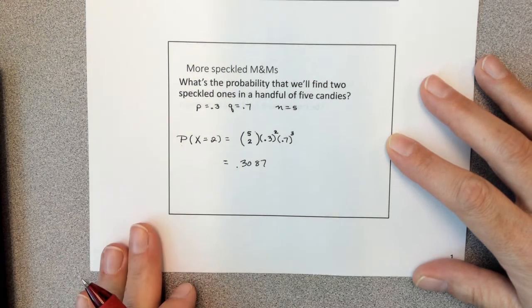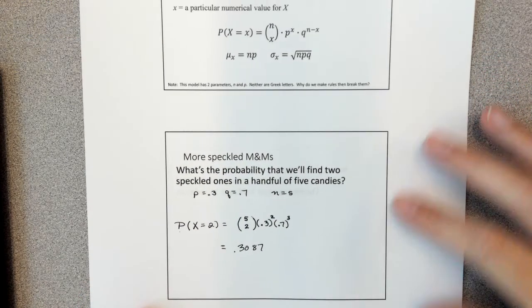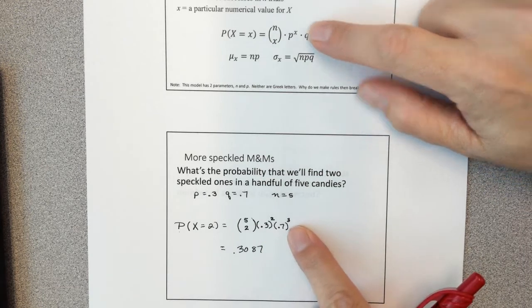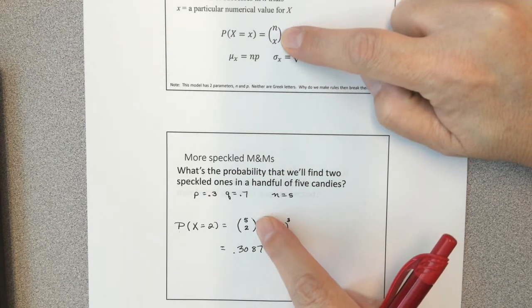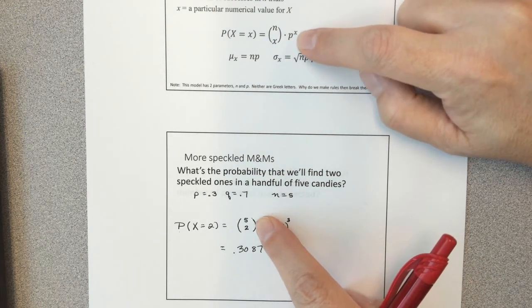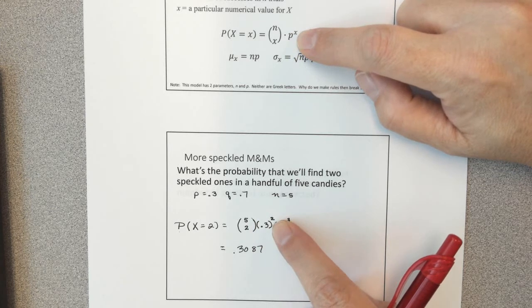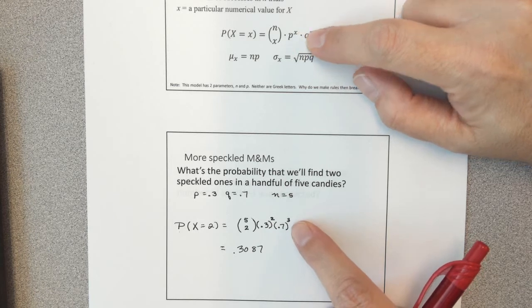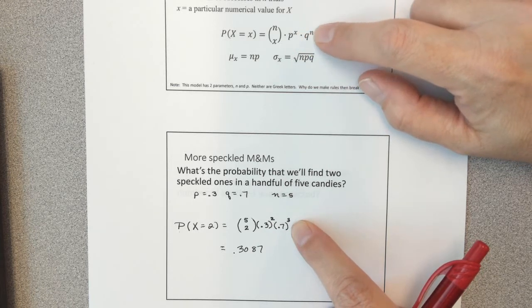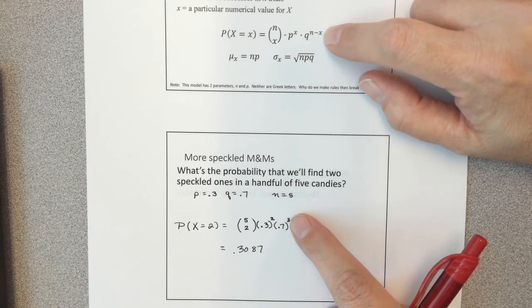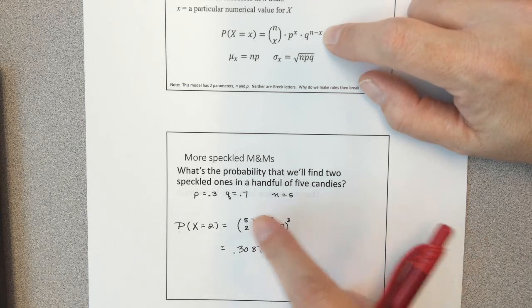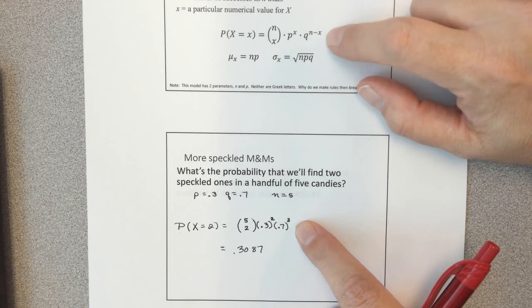Now if we link it back to this formula here, let's make some connections. Here's your combination, 5 choose 2. The probability of success, that was 30%, and how many successes, that's 2 of those, that's your power. Then the probability of failure, that's q, and then 5 minus 2, or the third power, for that one. So this is a direct application of that formula.